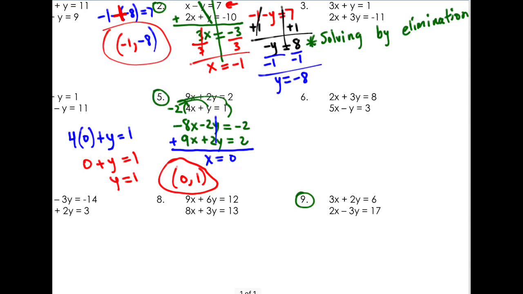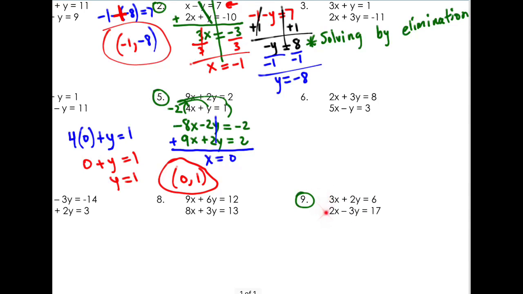Let's look at our last one, number 9 down here. Okay, so if you look at these numbers, you can't easily multiply 3 by something to get to 2, and both of these numbers are 3 and 2. So the only thing you can do is multiply both the top and the bottom by something in order to eliminate one of the terms.